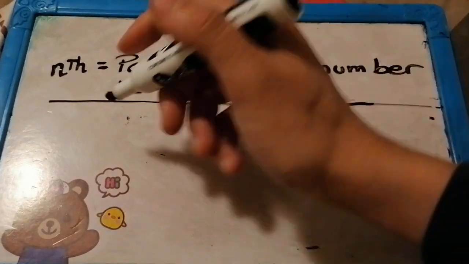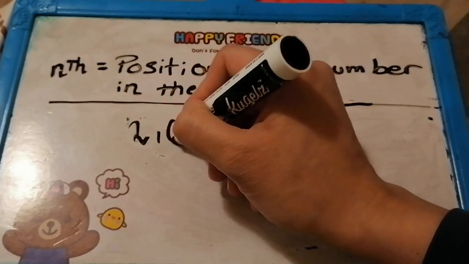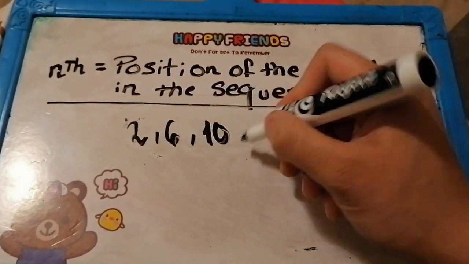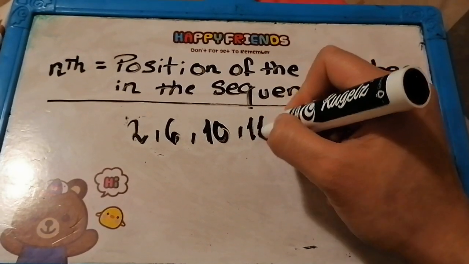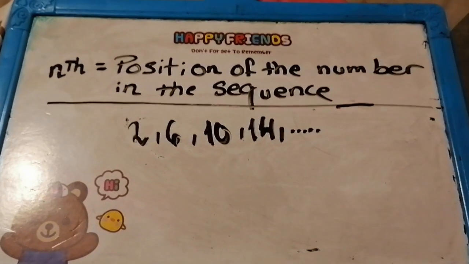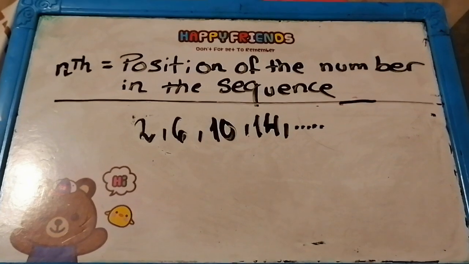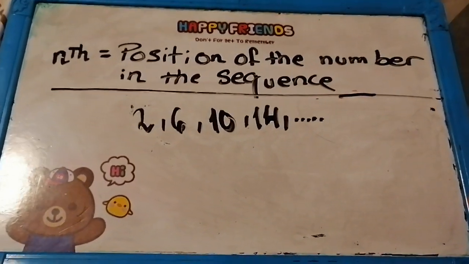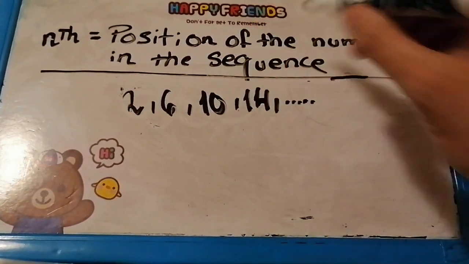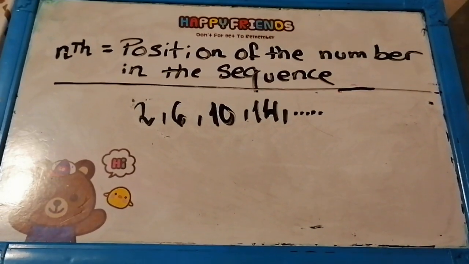It is 2, 6, 10, 11, 10, 14, and so on. What is the first thing that I do? See if the sequence is going up or down. In this lesson, it's all going up, because going down is a little bit different.